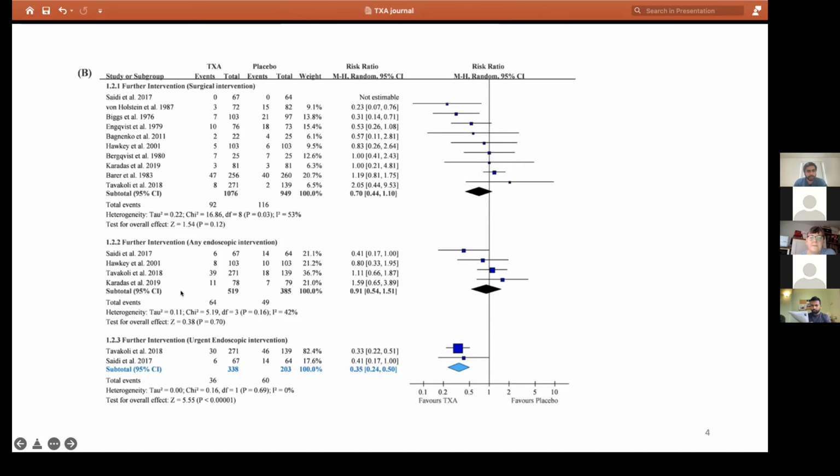Likewise, for any endoscopic intervention, it revealed a risk ratio of 0.91, with a risk reduction of 9% and a 95% confidence interval between 0.54 and 1.51. For urgent endoscopic intervention, a subtotal of 338 patients and a risk ratio of 0.35 showed a significant 65% risk reduction, with a p-value of 0.0001, very close to zero, which is quite significant. So these were the results published for this meta-analysis. I think the results were quite precise and a good outcome, mainly for continued bleeding, urgent endoscopic intervention, and mortality. That was really excellent.